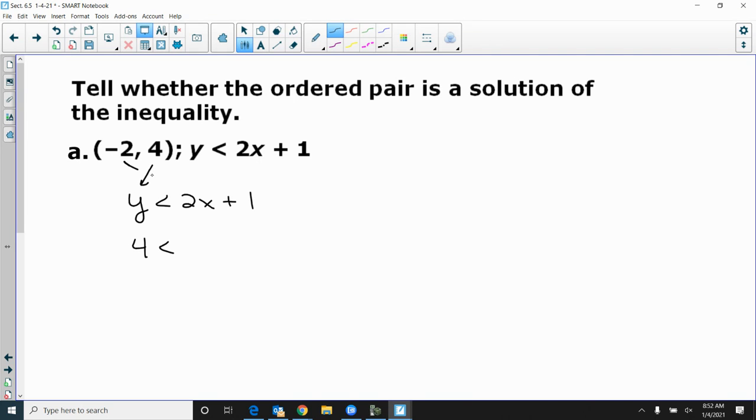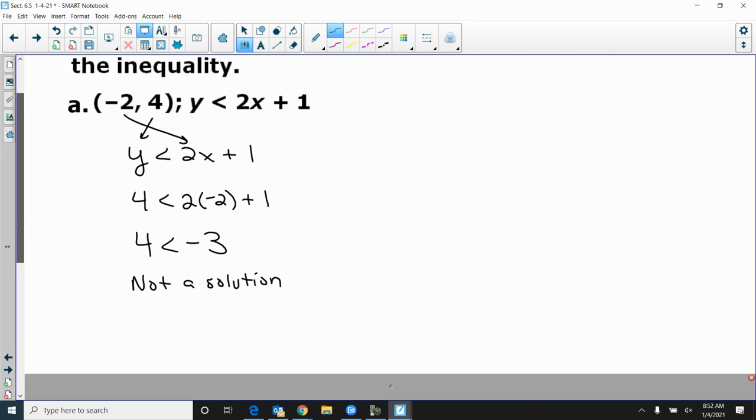Is 4 less than 2 times negative 2 plus 1? Simplify that on the right-hand side. What's 2 times negative 2 plus 1? Negative 3. Is 4 less than negative 3? No. So that means this point here is not a solution.